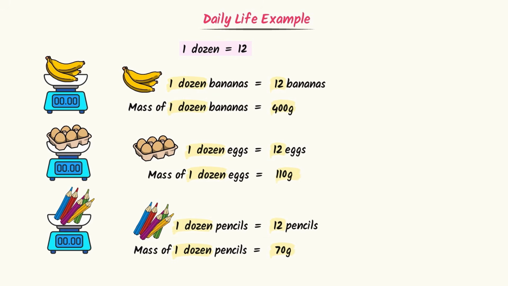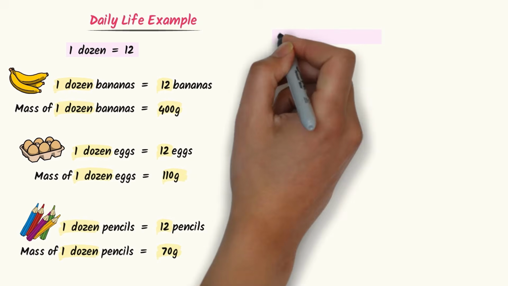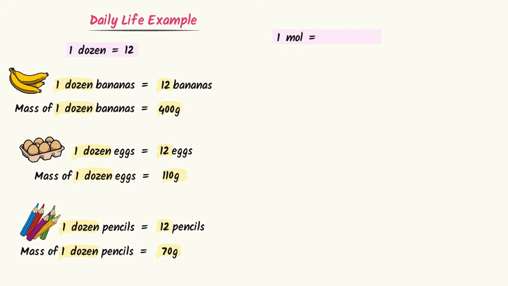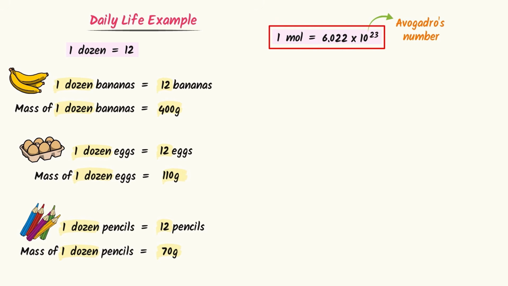Now listen carefully. Just like 1 dozen, 1 mole is a number and it is equal to 6.022 × 10^23. This number is called Avogadro's number. So 1 mole is equal to 6.022 × 10^23, or we say 1 mole is equal to Avogadro's number.